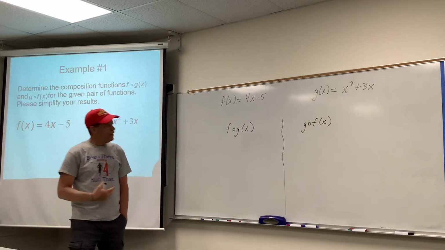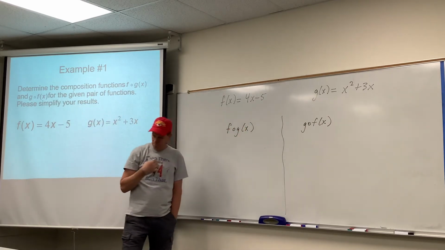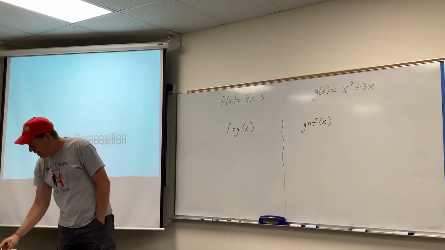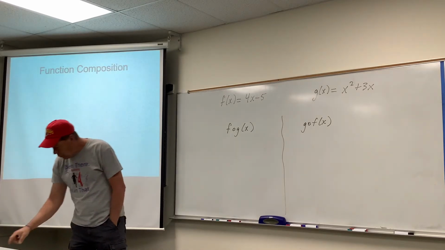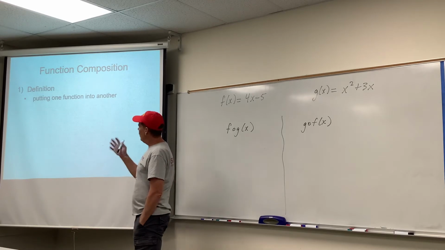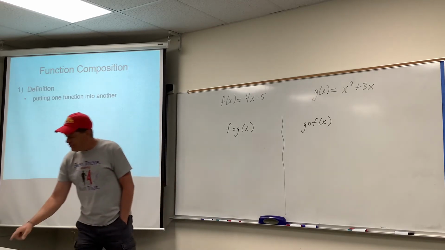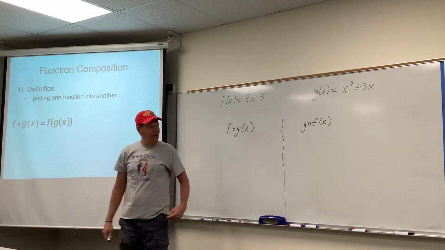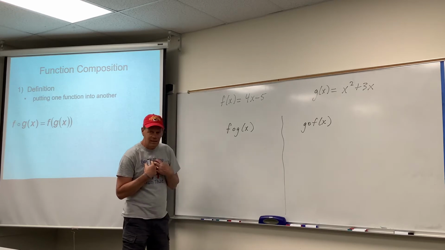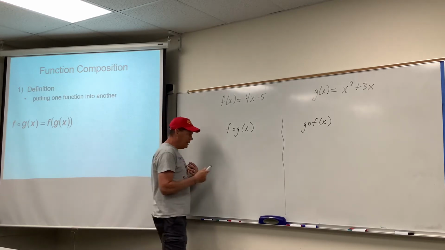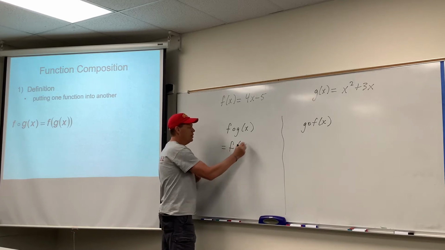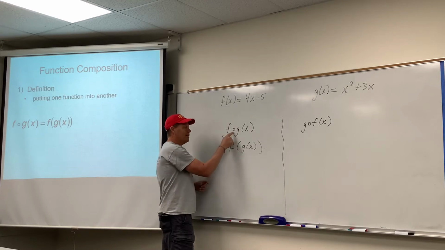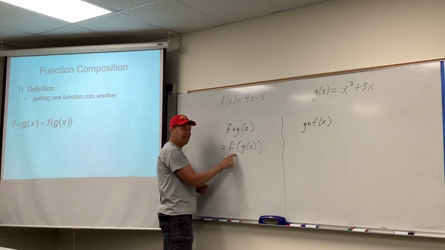To my knowledge, we have not seen these symbols together in this room. However, we have done this before, whether you know it or not. I think it was assignment 17. We talked about composition, where you put one function into another. And this will be the notes page again that's been uploaded. The symbol f circle g of x, which to my knowledge we've never seen before together, actually means f of g of x. They're the same thing. We have not seen this together until today, but we have seen this.